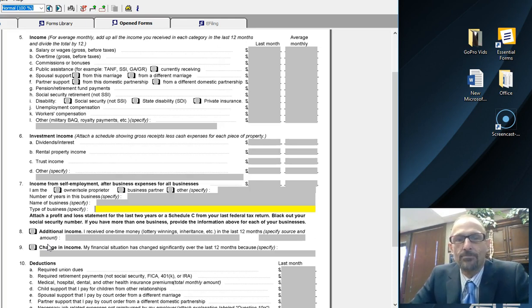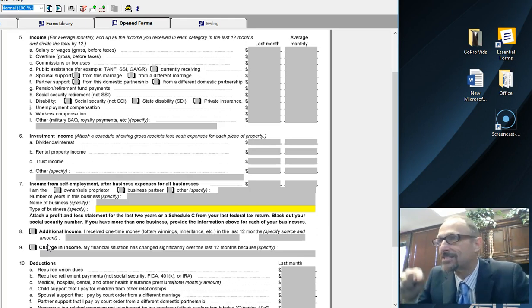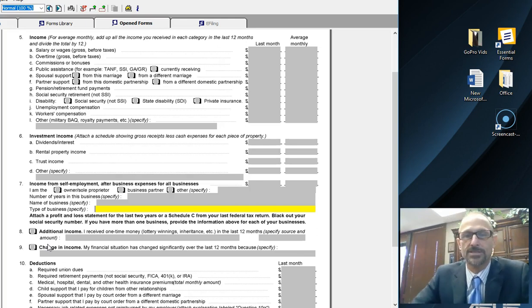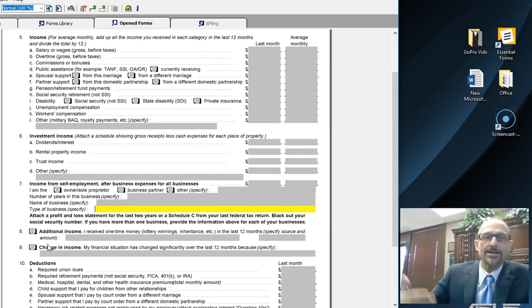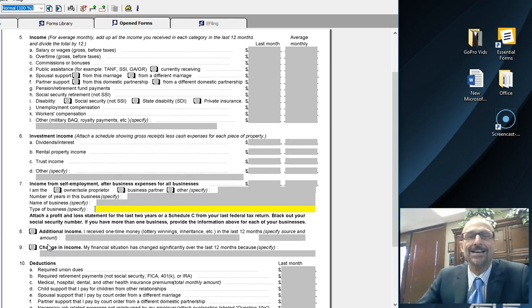If you have more than one business, you're going to need to provide this very information for each of your businesses. All right. 8 is additional income. So if you have received a one-time payment, lottery winnings, inheritance, something like that, you're going to want to mark box 8, additional income, and then specify below what it was from and the amount as it notes here.